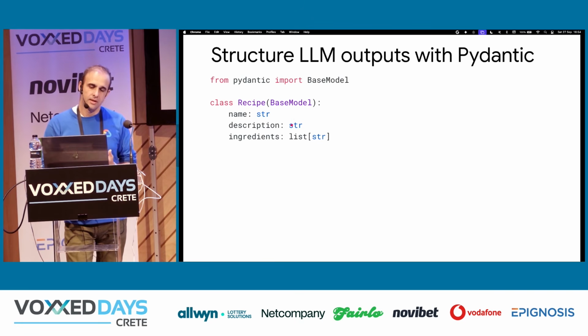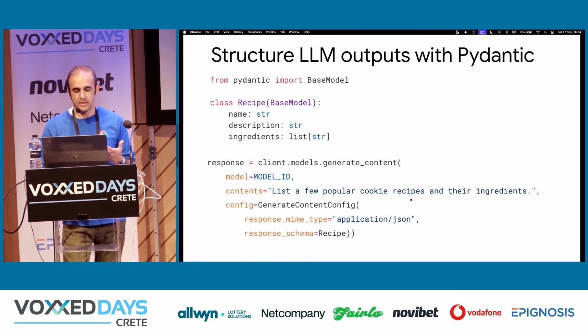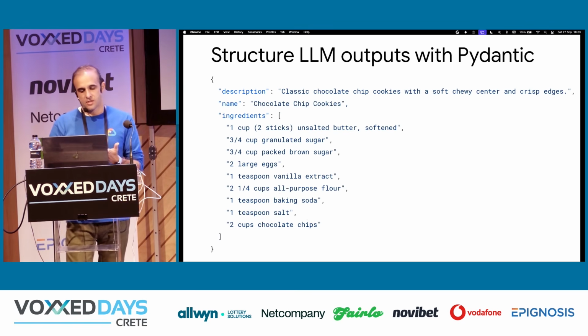So for example, here we are defining a very simple recipe class with a name and description and a list of ingredients. And then when you generate content, you can say, OK, give me a list of a few popular cookie recipes. But then in the configuration, you specify that you want JSON, but you also want to make sure that JSON adheres to this schema. So this is from Gemini, Google's model. But most models allow you to specify something like this. And with that, you get a JSON back with the structure that you're expecting.